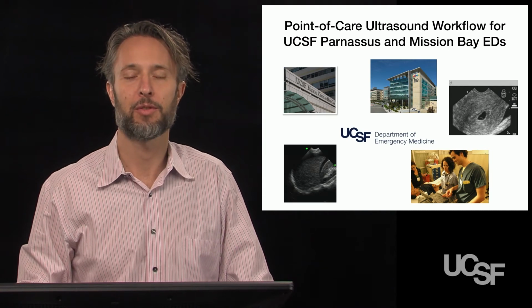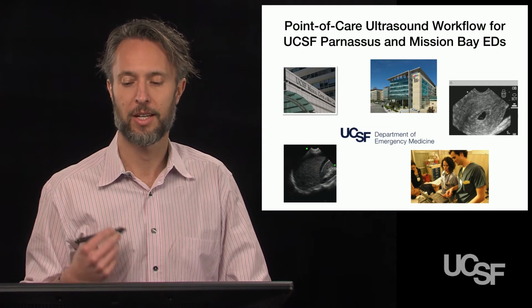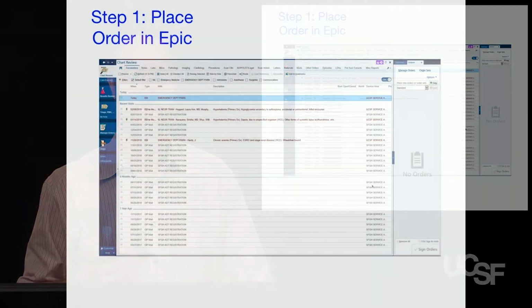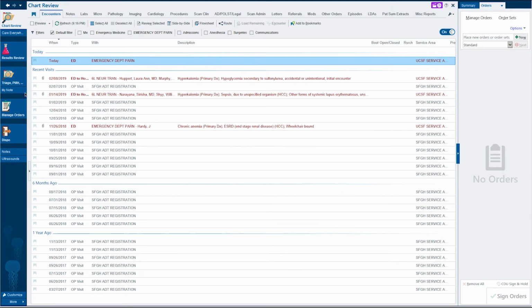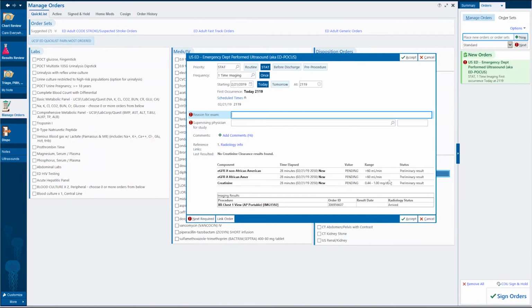I'm going to be walking you through the process for performing point-of-care ultrasound studies in the Parnassus and Mission Bay emergency departments. Step number one is to place an order in Epic, and this is done the same way that you would place any other order. You click on the Manage Orders tab, that'll bring up your quick list, and you go over here to the ED performed ultrasound order. Type in the indication, your supervising attending, and then hit sign.